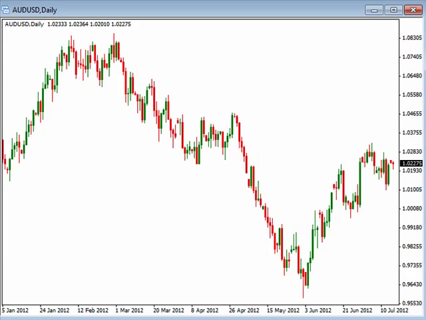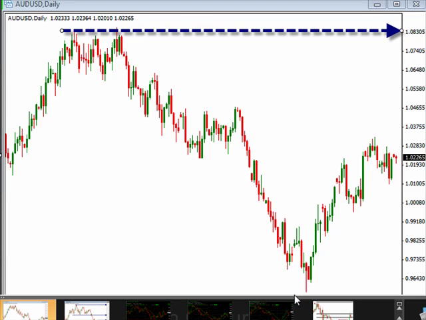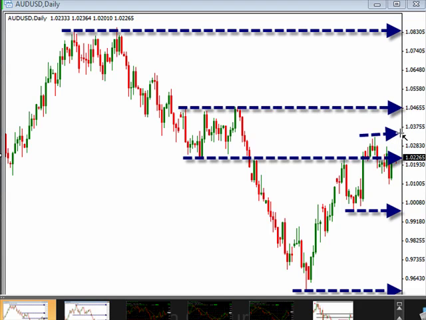Let me go ahead and pull this one up on the Aussie dollar. And we're basically going to do the same thing. We look for the significant levels of resistance or support. Draw our lines on here. Then we're going to look at the more recent areas where we have seen those support or resistance areas come into play. And that's all that we do.